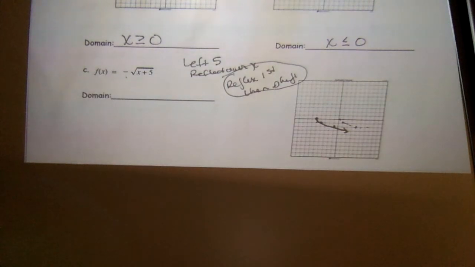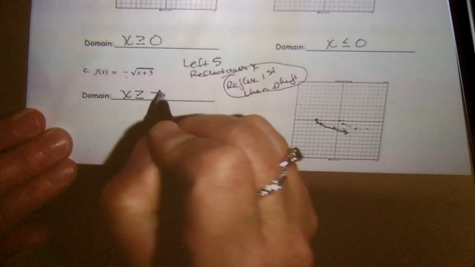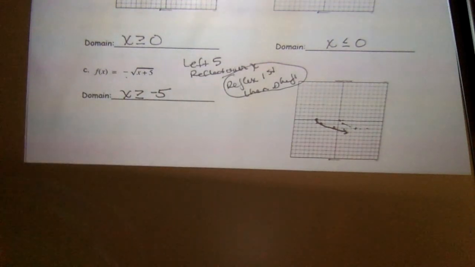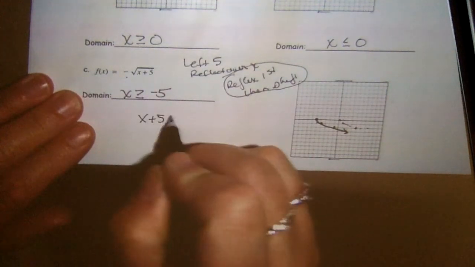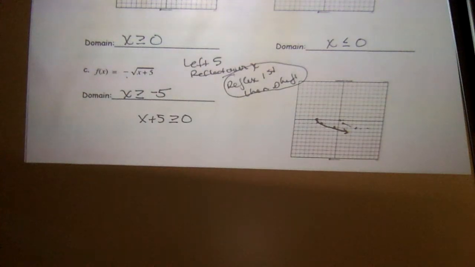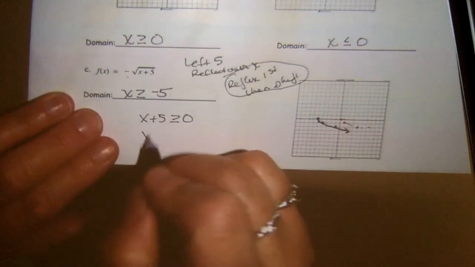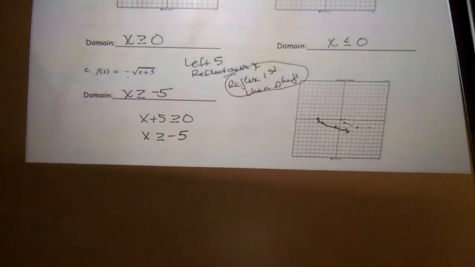What's this domain? X is greater than or equal to negative 5. If you can't see it in the graph, you know that what's underneath the square root has to be greater than or equal to 0. Subtract 5, x has to be greater than or equal to negative 5. Questions there?